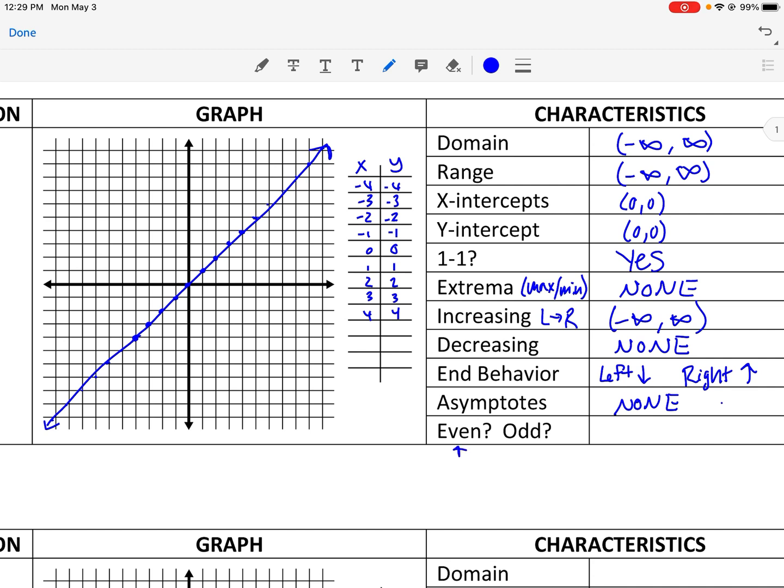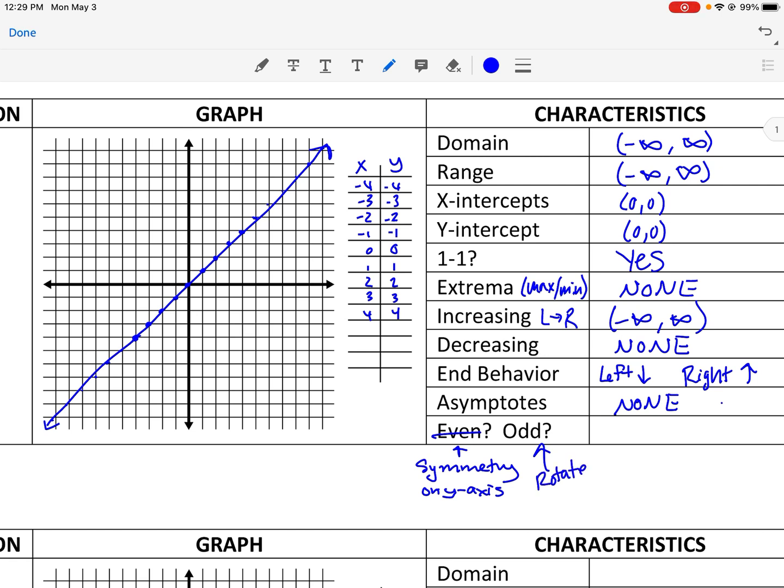Even or odd. Even functions are symmetric on the y-axis, symmetry on the y-axis. If you look at the y-axis and fold your graph in half on the y-axis, it would fold on top of itself. In this case, that is not the case. So it's not even.